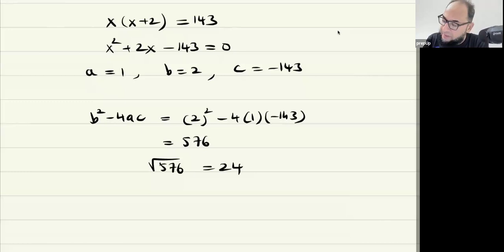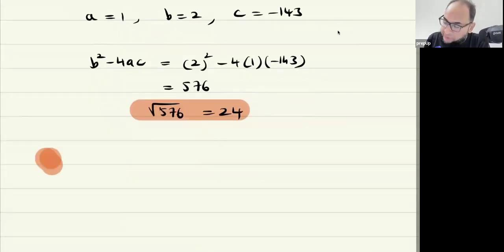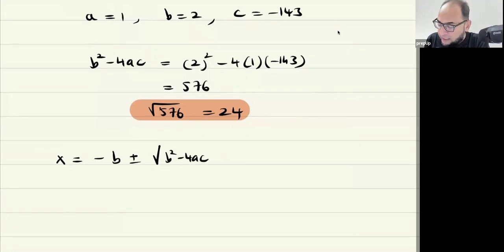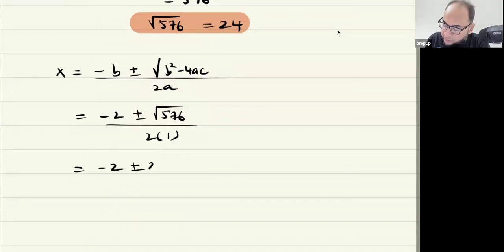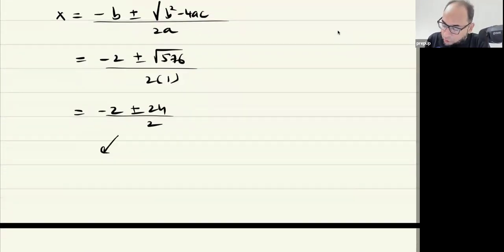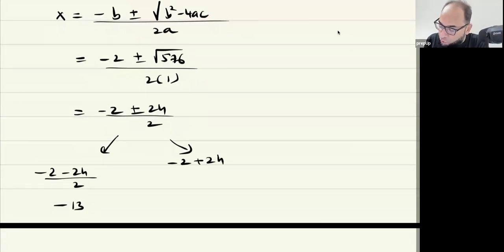This is some additional thing that I wrote down over here. So x is equal to negative b plus minus square root b square minus 4ac divided by 2a. That is negative 2 plus minus square root of 576 over 2 times 1. That is negative 2 plus minus 24 divided by 2. Either or. Negative 2 minus 24 over 2, which is negative 13. And negative 2 plus 24 over 2, which is 12.